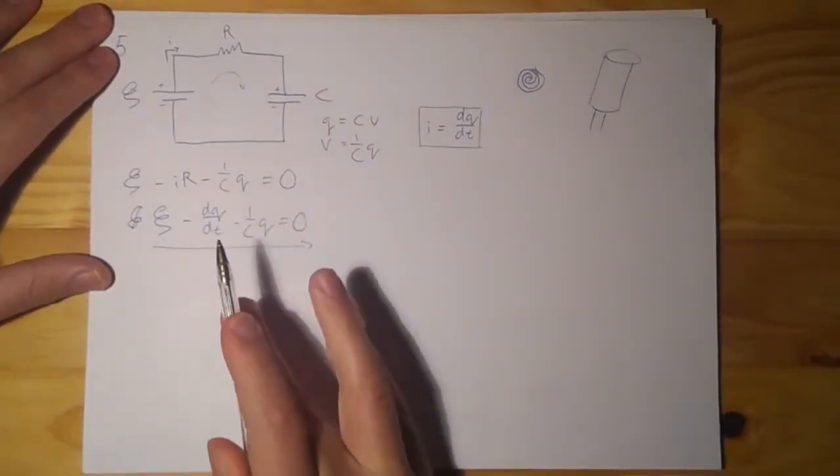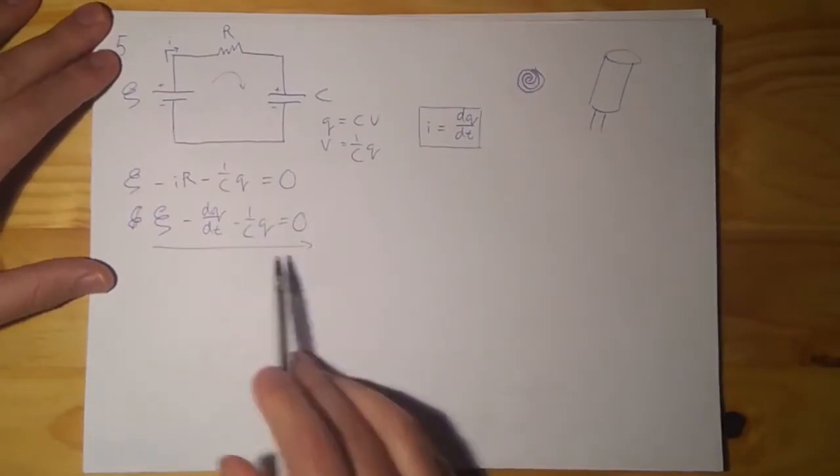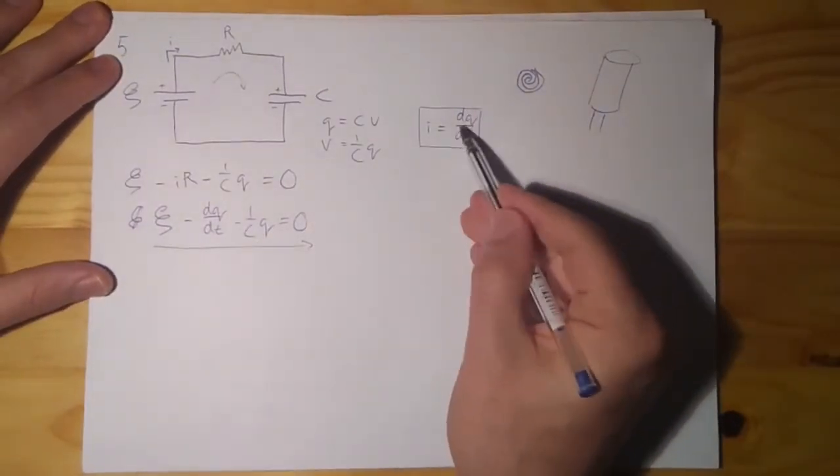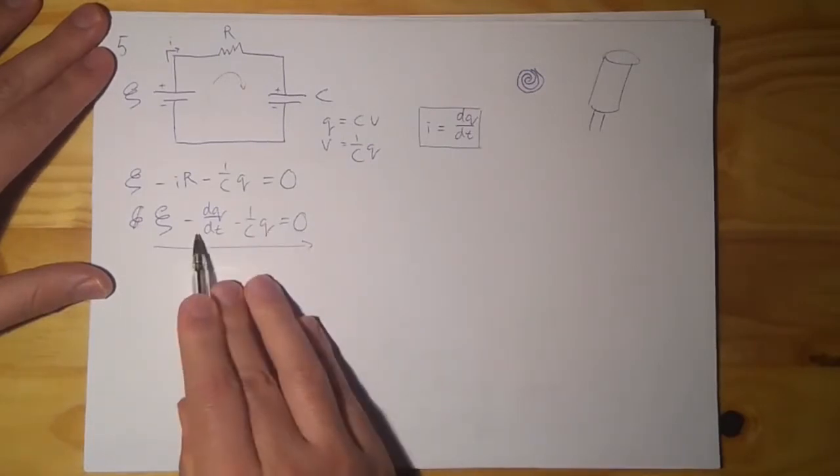Now, if this bothers you a little bit, then that's a good thing. What should bother you a little bit is that the way Q is used in the definition of current in your textbook is not exactly the same as the way Q is used here.